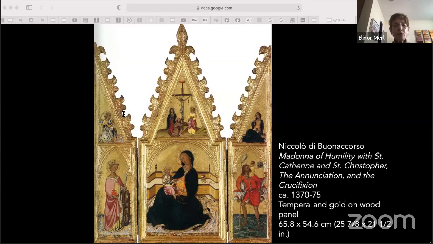Finally, notice the decoration of the frame on this painting, gilded and punched. It represents the highest level to which Sienese craftsmen aspired in the 14th century.